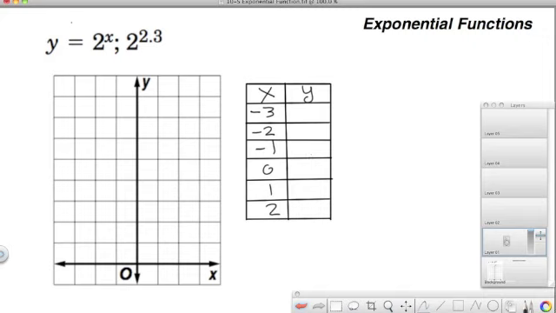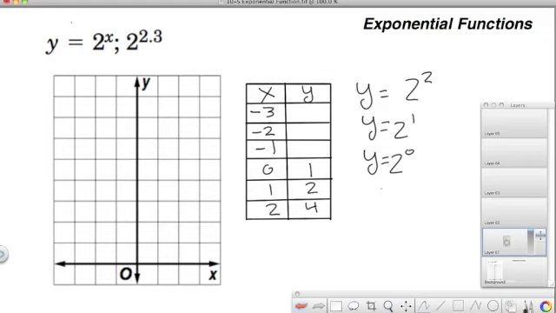Let's get started with the positive ones. We're going to start from the bottom because those are usually easier. For the first one we have y equals 2 to the second power, which we know is 4. Now we have exponent 1, so y equals 2 to the first power, which is 2. Next we have y equals 2 to the exponent of 0, and we know that any number to the power of 0 is equal to 1.